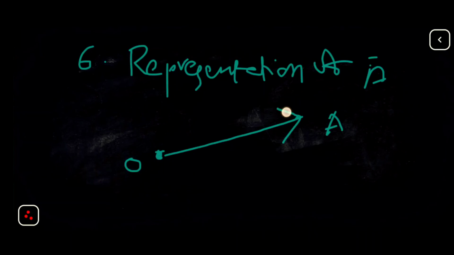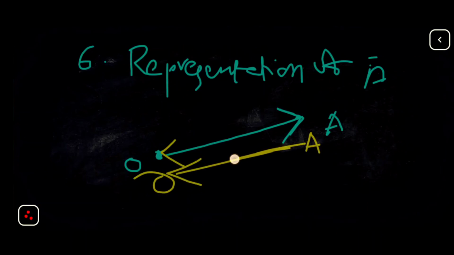The arrow in this direction means O to A. If the arrow is in this direction, it means A to O. A vector cannot have both directions, only one direction. Suppose A to O, it is also one direction. The length of the segment is called the magnitude, and the direction is also very important.